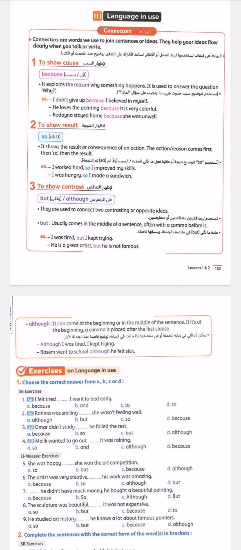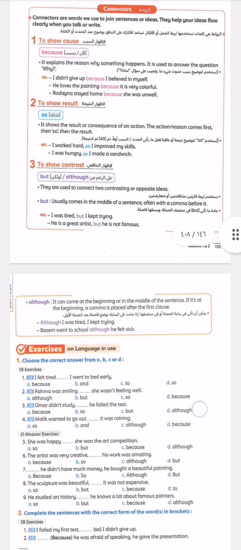The second connector we have is so. Also, the connector so joins two sentences, but this time there is a result or a consequence relationship between these two actions or these two sentences. Also, let's see our examples. When I say I worked hard, so I improved my skills.